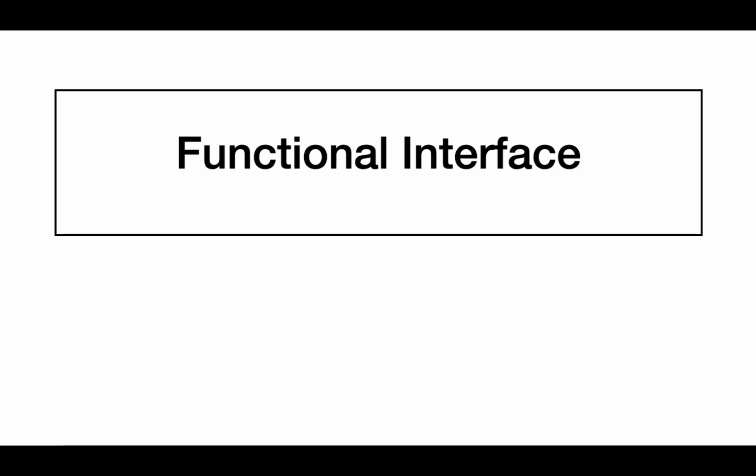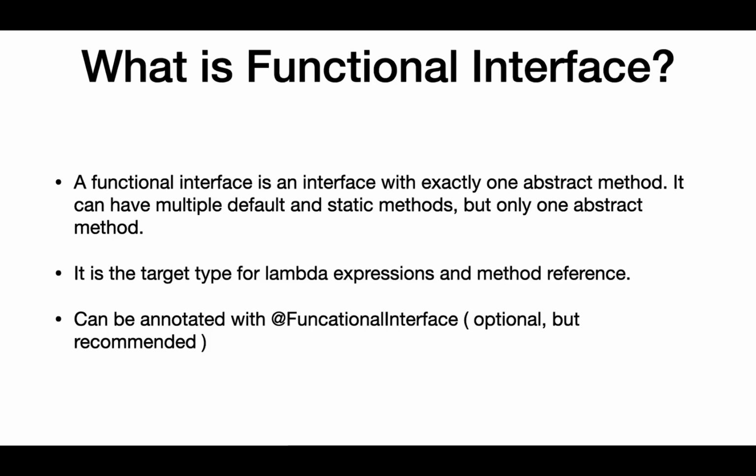So first, let's start with the functional interface. What is a functional interface? First we will see the definition and then we will see a practical example also. A functional interface is an interface with exactly one abstract method. What is meant by an abstract method? A method without a body. If you don't write any implementation or any body for the method, then we can call it an abstract method.